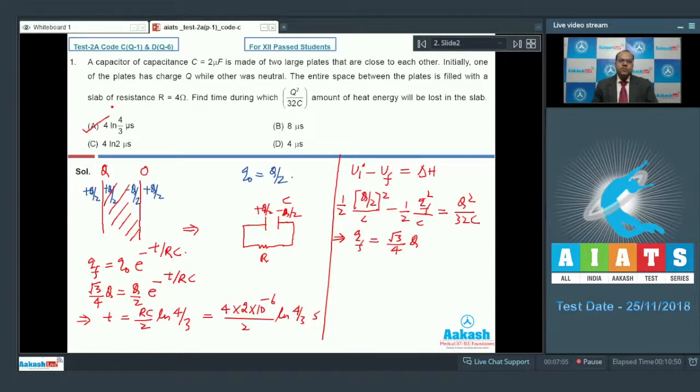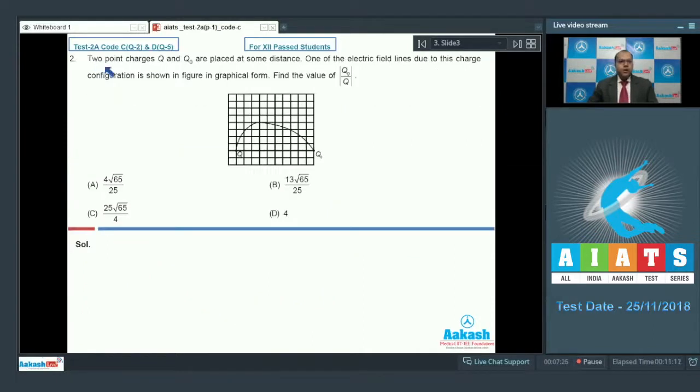Let's move to question number 2. Question number 2: two point charges Q and Q0 are placed at some distance. One of the electric field lines due to this charge configuration is shown in the figure in graphical form. Find the value of modulus Q0 upon Q.